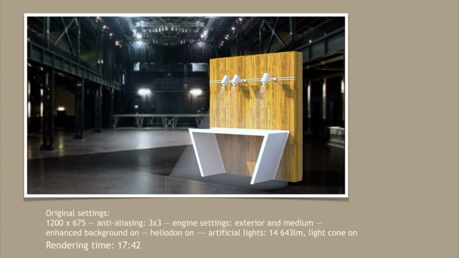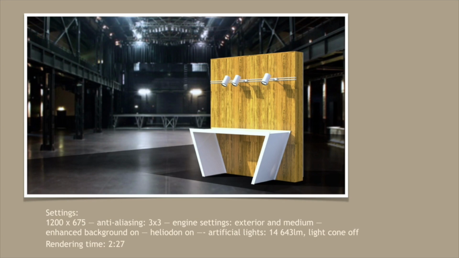So first of all, the sun shines directly into these lamps, and I know the value set to these lights, 14,643 lumens, is enormous. But even with this, there isn't any artificial light in the world that will overcome the sun. So their effect almost disappears. Only the light cone makes a difference. Unfortunately, the light cone makes a big difference in the rendering time as well.